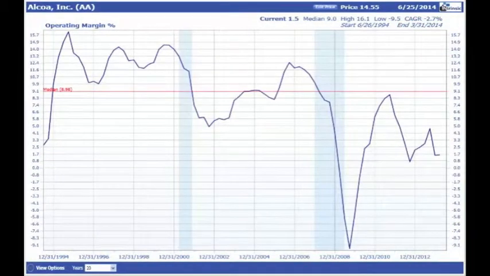Cyclical stocks have a wide dispersion between peaks and troughs, making profitability analysis difficult. Investors must evaluate the current ratio carefully within the context of the economic or business cycle.